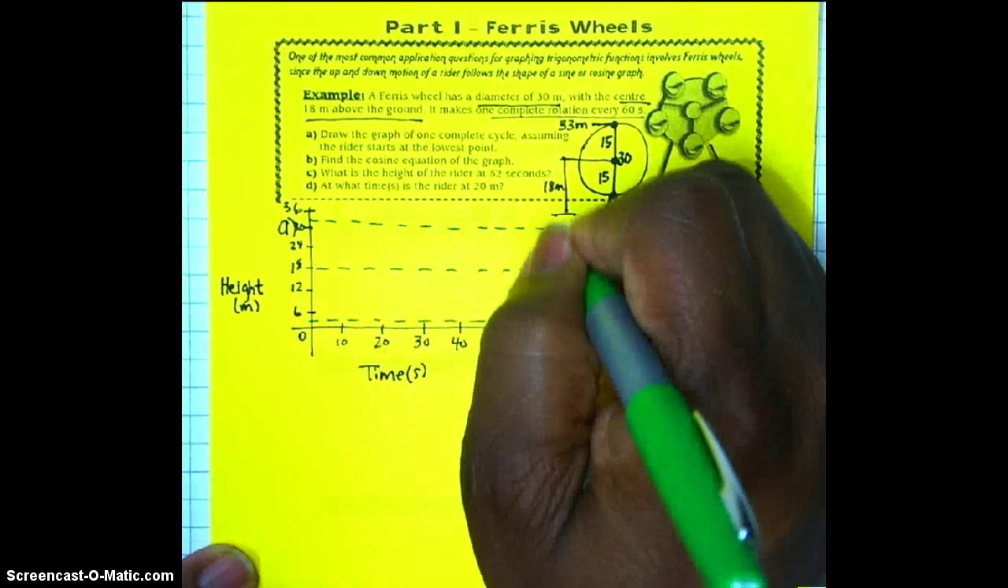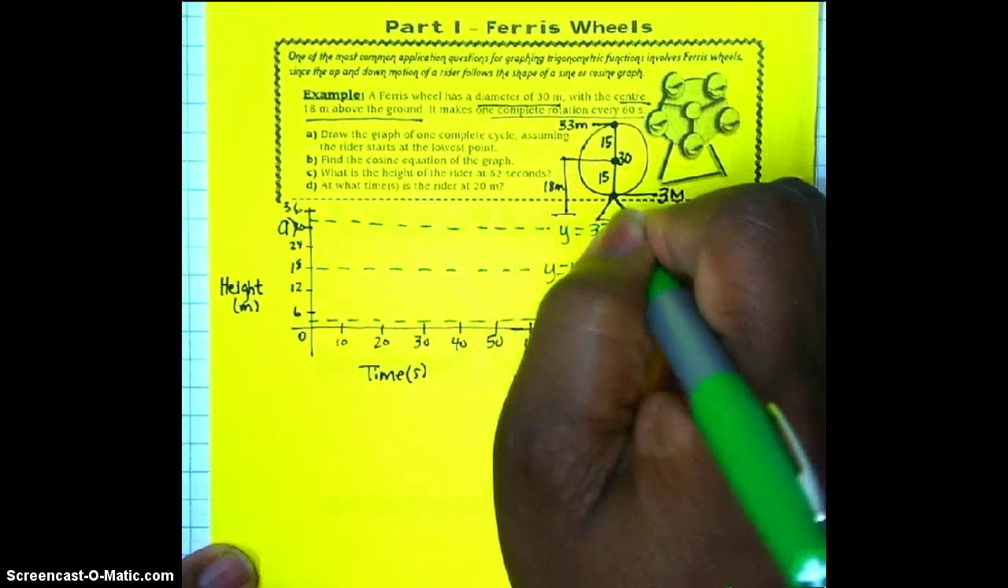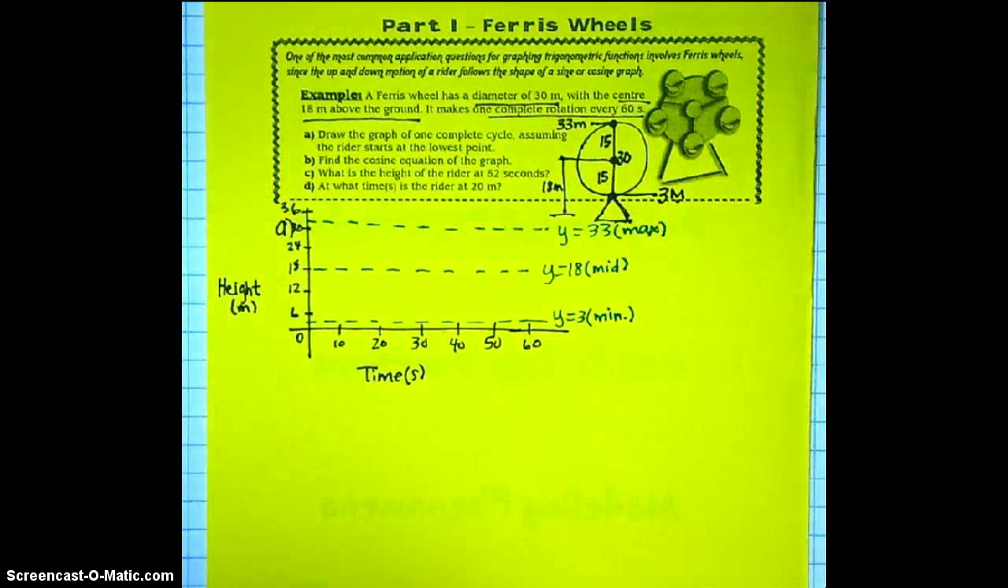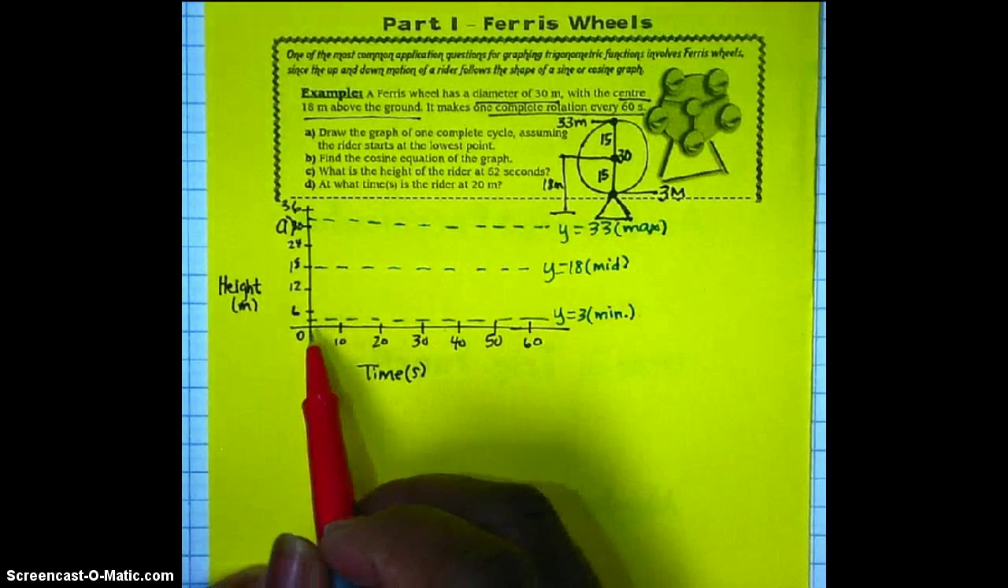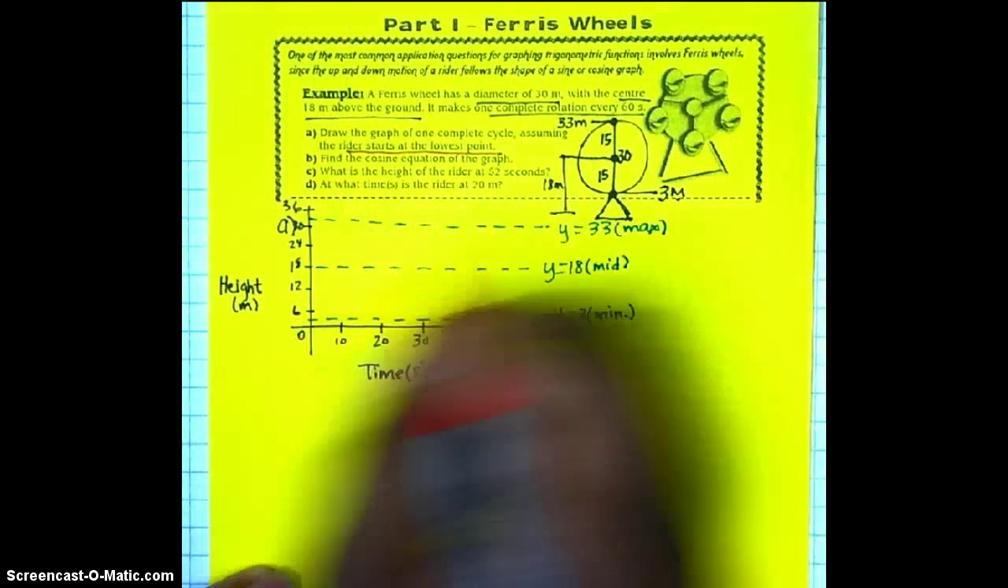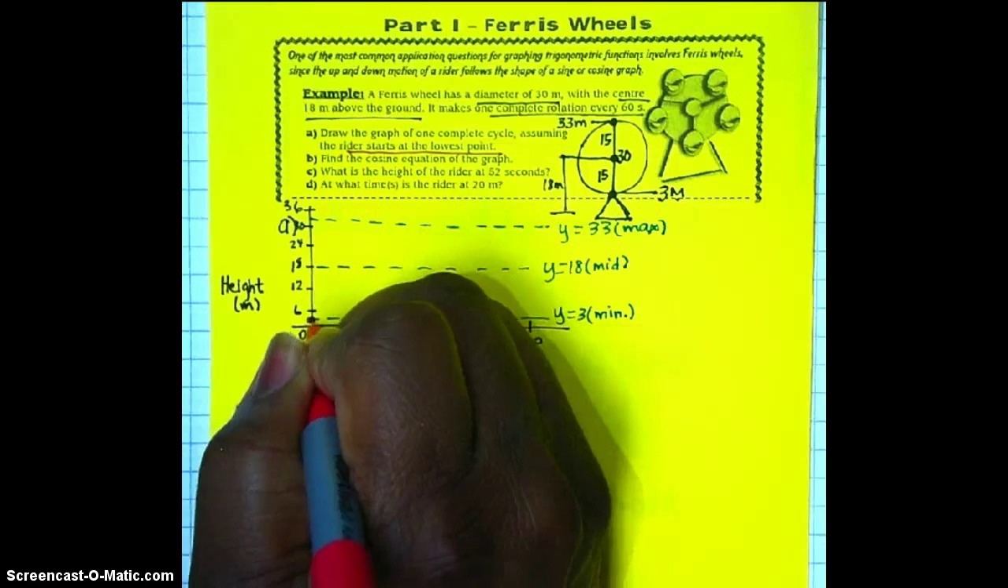So the equation y equals 33 would represent the maximum. Now as we start to pay attention to the motion that this curve would make, the motion that the rider would make in order to create our curve. As a rider, we get on at the bottom. They tell us that the rider starts at the lowest point. So the lowest point on this Ferris wheel, the bottom of the Ferris wheel, is at 3 meters.